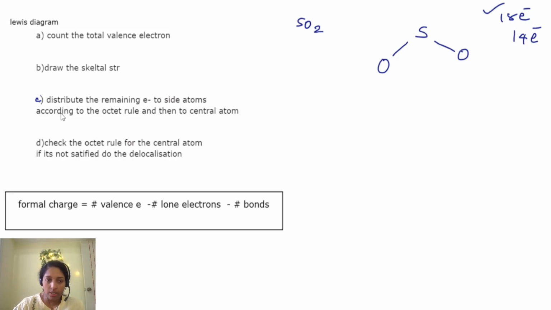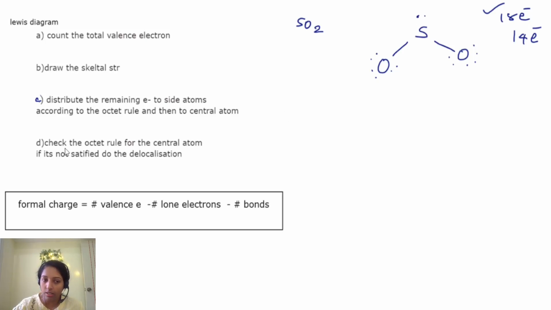So see this third rule, distribute the remaining electrons to the side atoms according to the octet rule, right? And then to the central atom. So this oxygen needs 6 more, and this oxygen also needs 6 more, and we have a total of 14, so 2 electrons are remaining.